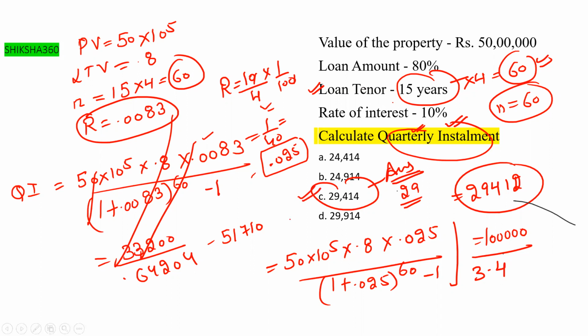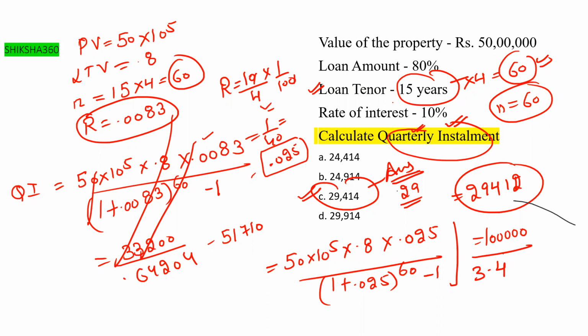29,414. Option number C is the answer. Hope this question is clear to all of you. I request all of you, please go through the question very carefully and do not make these types of mistakes.